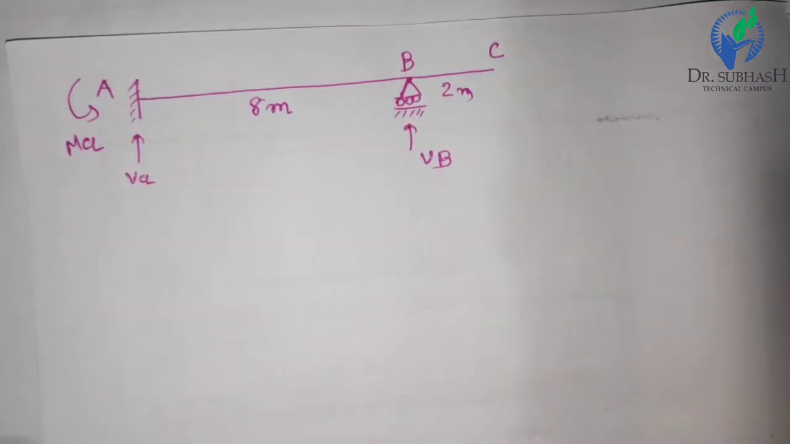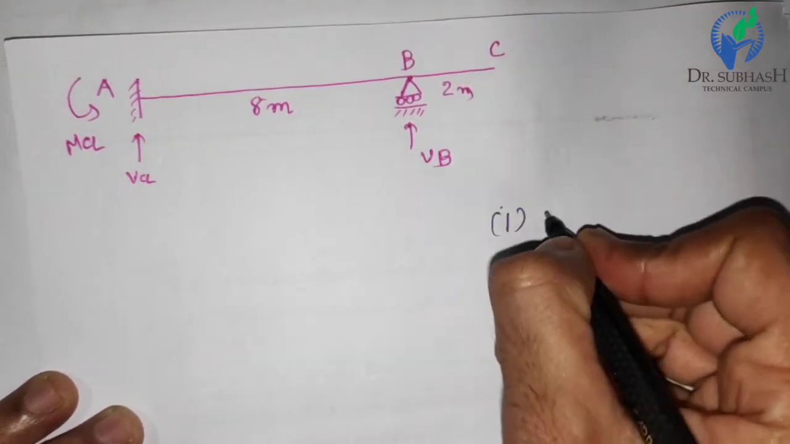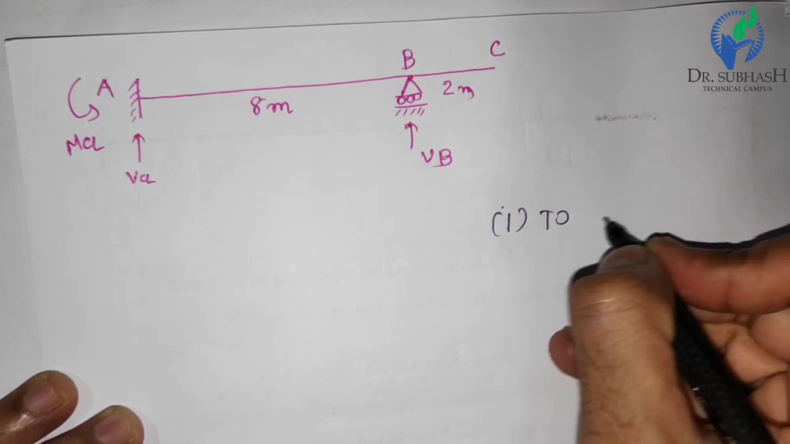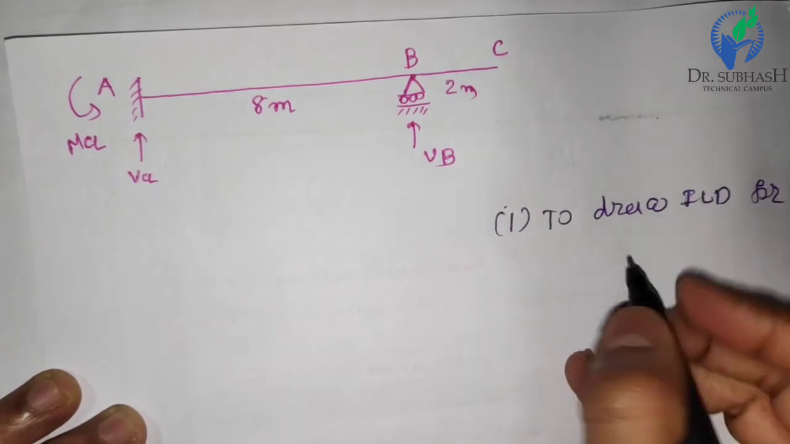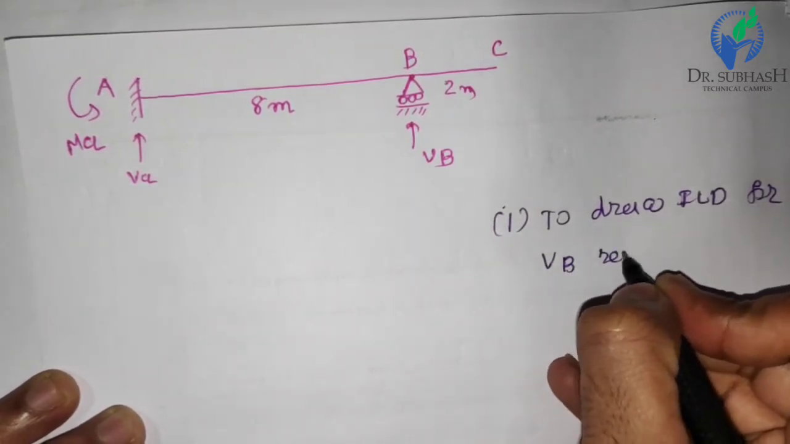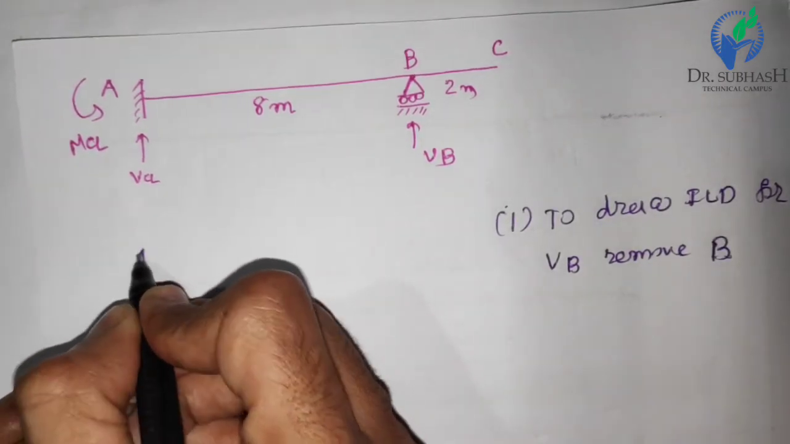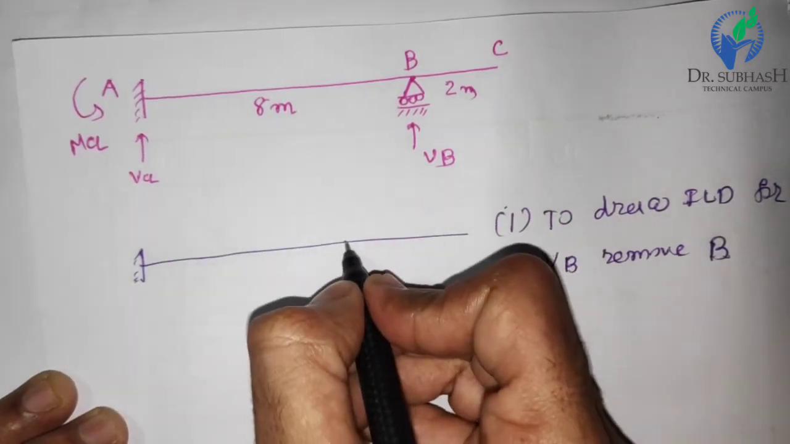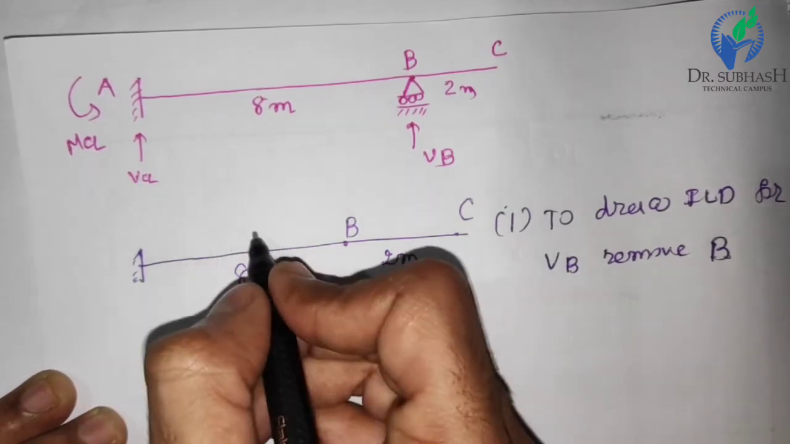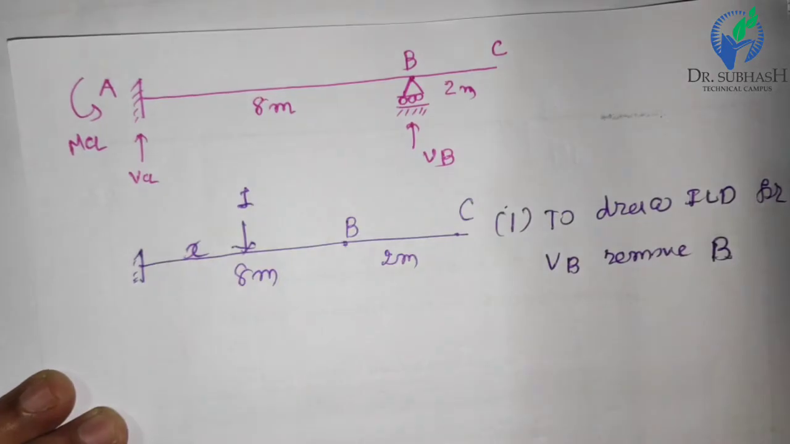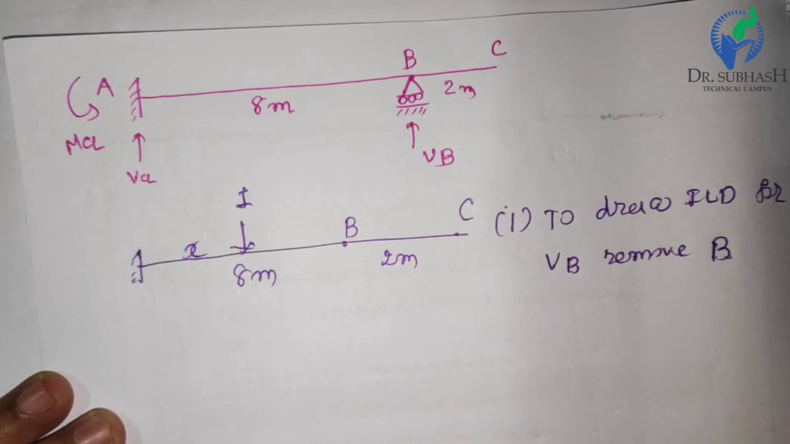So what should be done in this case? First of all, our first step to draw the ILD for VB is to remove support B. So in the first phase, what will we do? We keep A fixed and remove B. So B will be here, this is C, 2 meter, this is 8 meter, and we apply a unit load over that at a distance X of 1. This is our first step. We remove the support B so we can find the diagram of B.